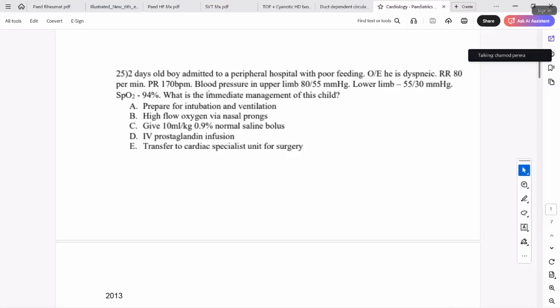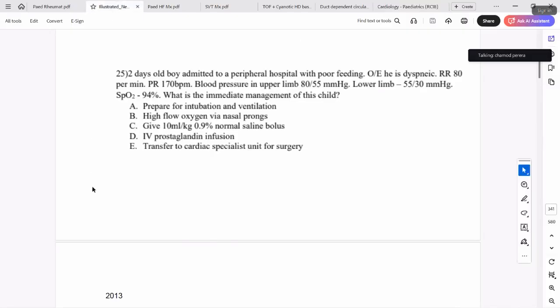So here you have a patient with straightforward coarctation of aorta. This patient has already developed the problem because the ductus arteriosus closes after birth. So that is the problem that we are encountering at the moment. For the immediate management, you need to give IV prostaglandins.